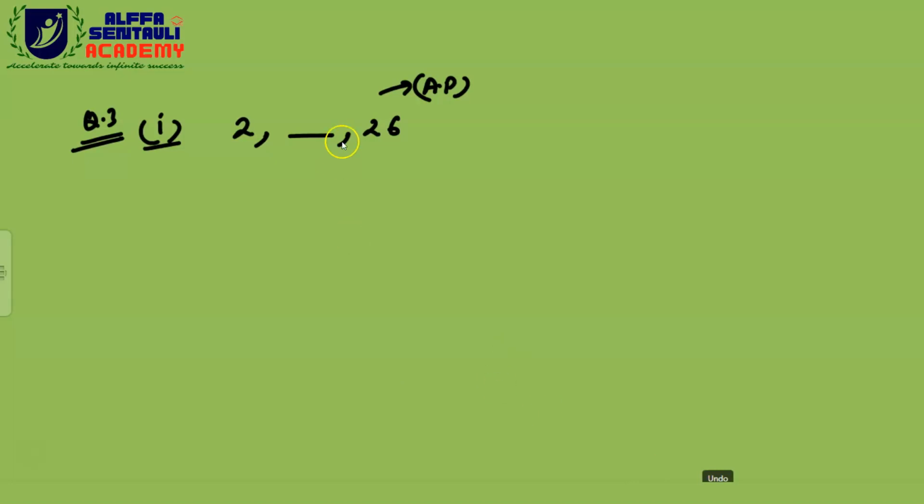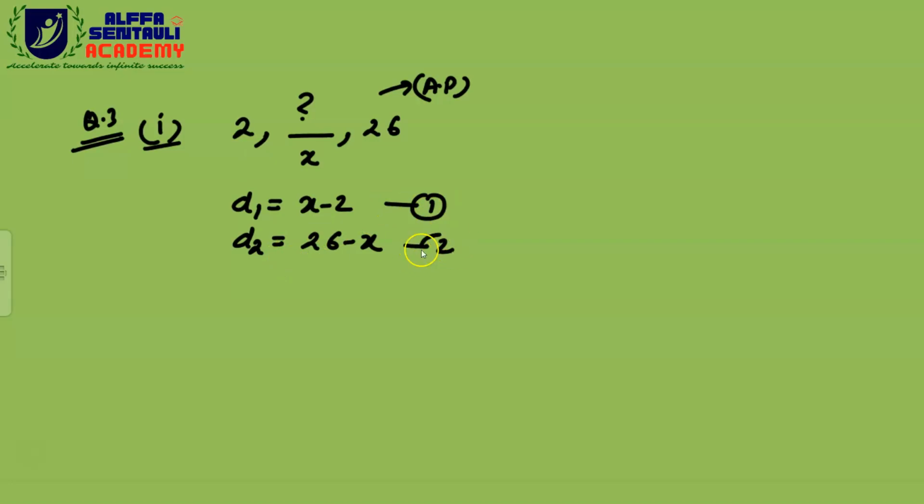So what is the concept? What was the basic concept that I have told you? Let's suppose this number is x, right? Then what should be d1? D1 should be x minus 2, correct? What should be d2? D2 should be 26 minus x, correct? This is equation 1 and this is equation 2. Since d1 must be equal to d2 because the common difference is same in AP, let's equate equation 1 to equation 2. So x minus 2 must be equal to 26 minus x, correct?